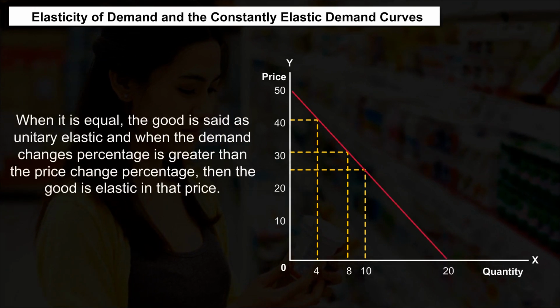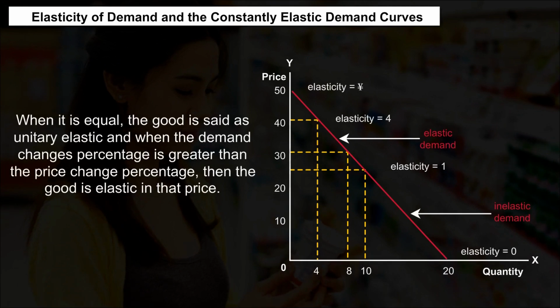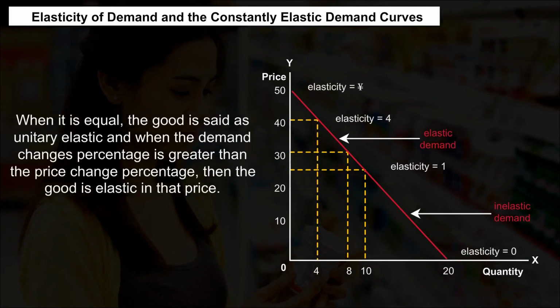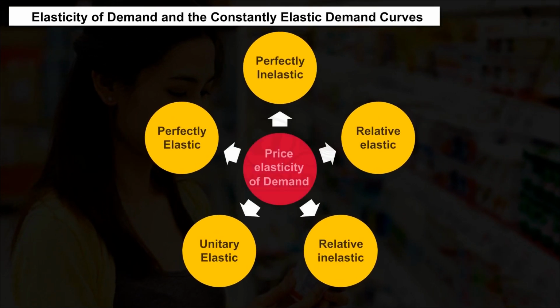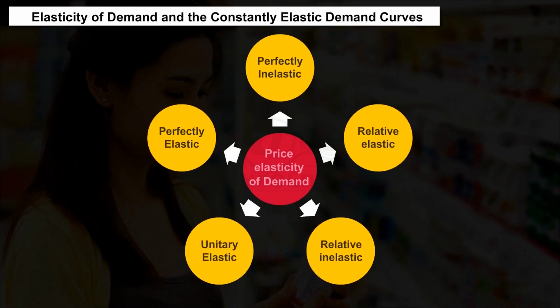When it is equal, the good is said to be unitary elastic, and when the percentage change in demand is greater than the percentage change in price, then the good is elastic at that price. The different price elasticities of demand at different points can be shown through a linear demand curve.